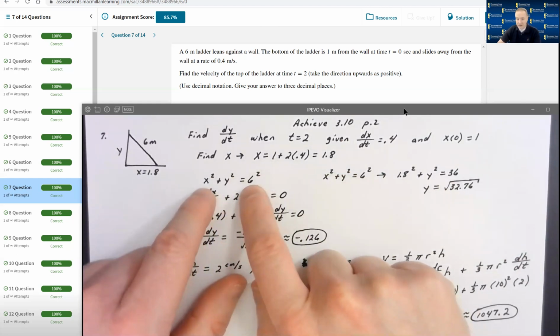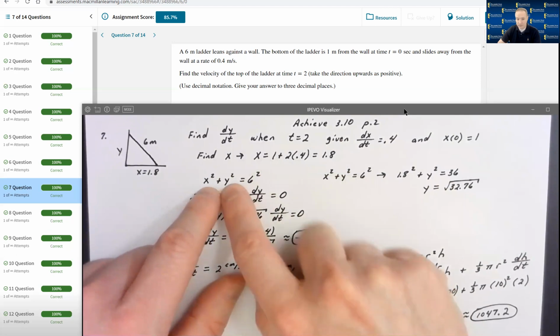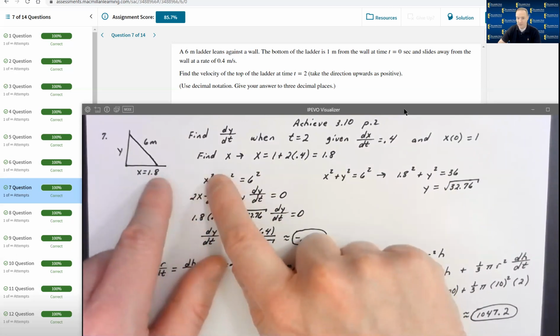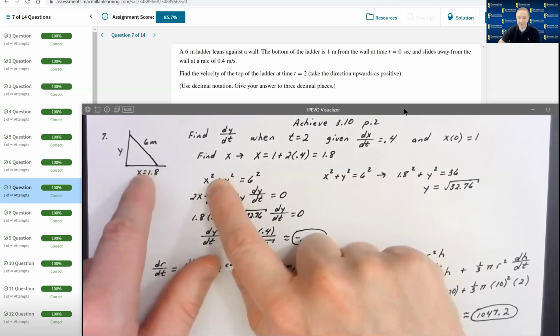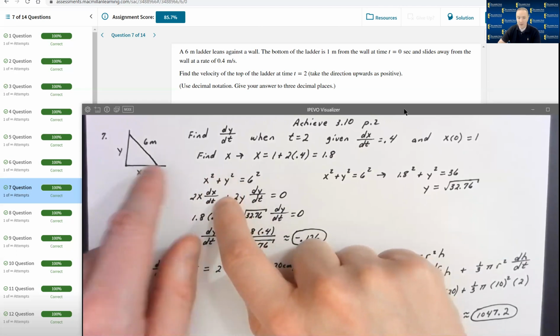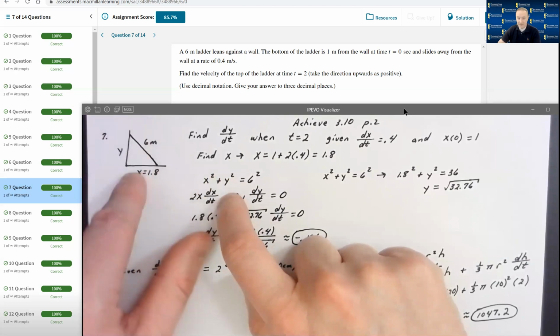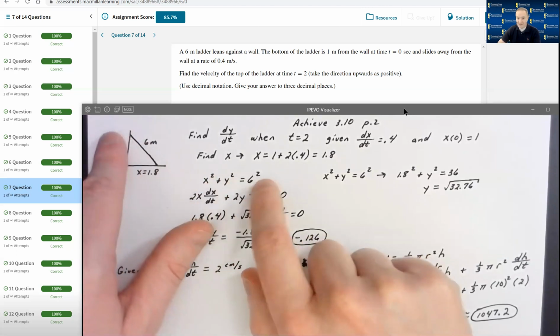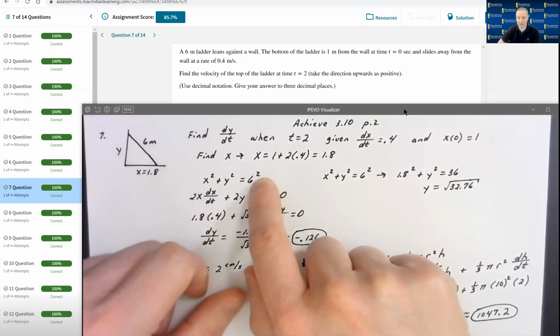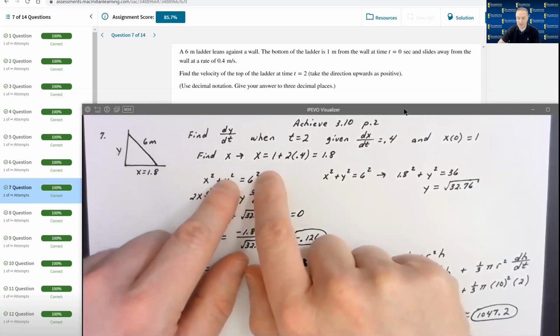Anything that's a variable must be a variable before you take the derivative. So please don't put a 1.8 squared over here, or else you'll think, oh, well, the derivative of that is 0. Anything that varies must have a variable and it must have a derivative. So I can say, okay, the sides are variables, but the length of the ladder is a constant. So I'll just say, well, 6 over there. So x squared plus y squared is equal to 6 squared.